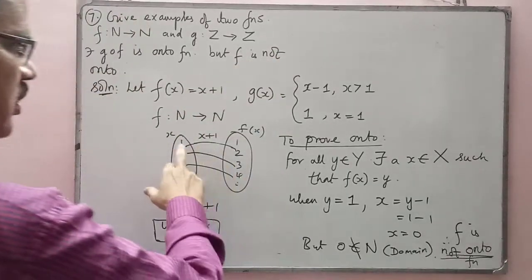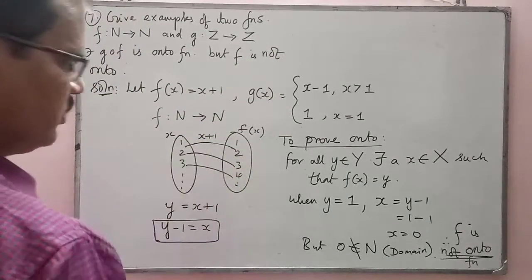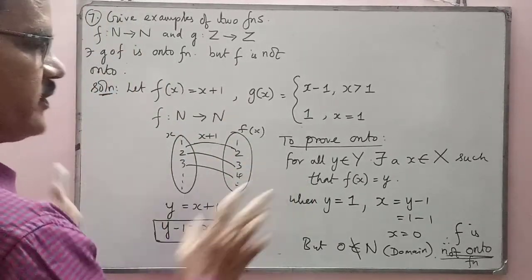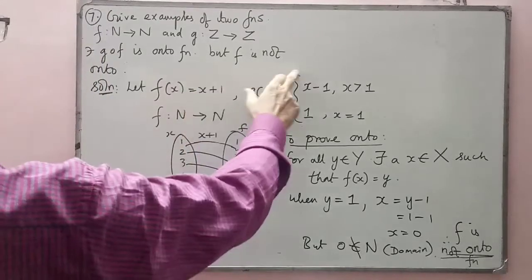Do you understand, children? 1 is mapped to 2, 2 is mapped to 3, and it goes on like that. But 1 should be mapped from 0, and 0 is not in the natural numbers, so f is not an onto function. So this part has got over.